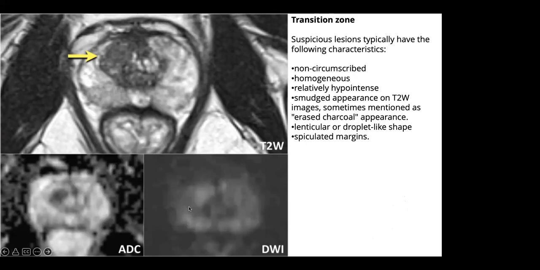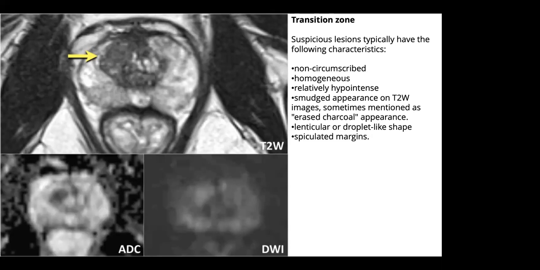if we follow on subsequent diffusion weighted images, on ADC it is appearing markedly hypointense. This marked hypointensity makes the lesion very, very suspicious. So this lesion again is highly suspicious. And if we closely look at the margins, the margins are irregular, non-circumscribed, and kind of spiculated.